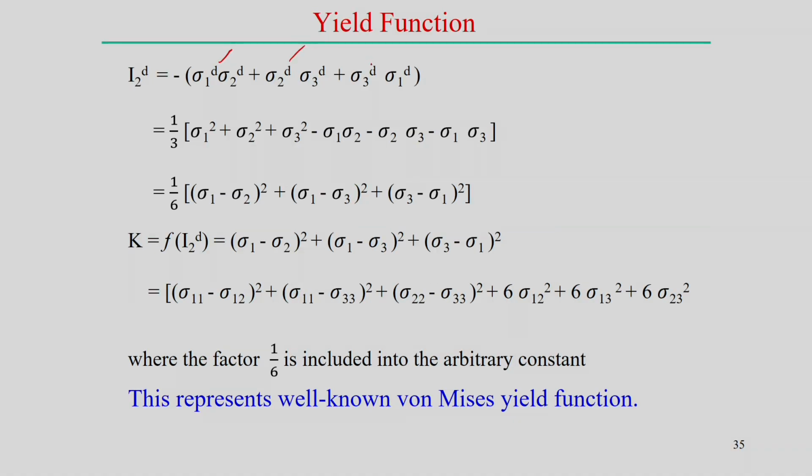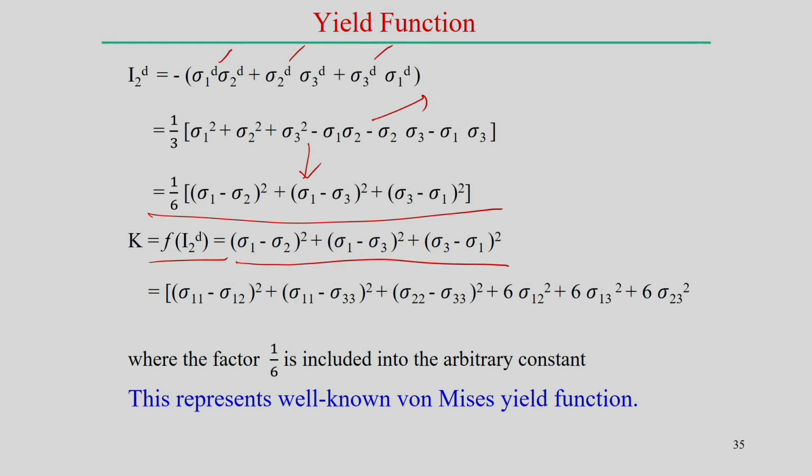Now, we can do further manipulation of the second invariant, in terms of sigma 1, sigma 2, sigma 2, sigma 3, sigma 3, sigma 1, deviatoric components. If we put in all these values, we can find the expression in terms of the principal stresses, and we can convert it to 1/6 of this expression. Now, k finally becomes a function of the second deviatoric stress invariant J2, in terms of the principal stresses, or in terms of the original stress.